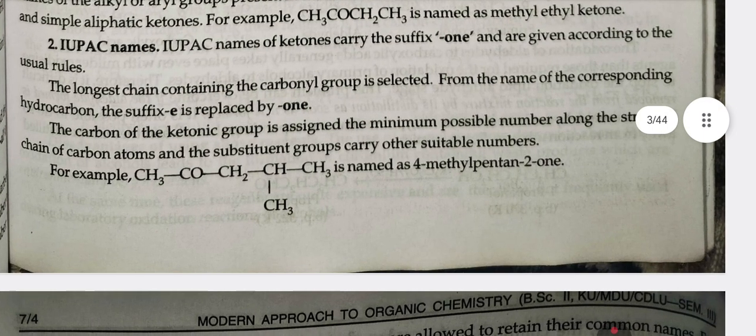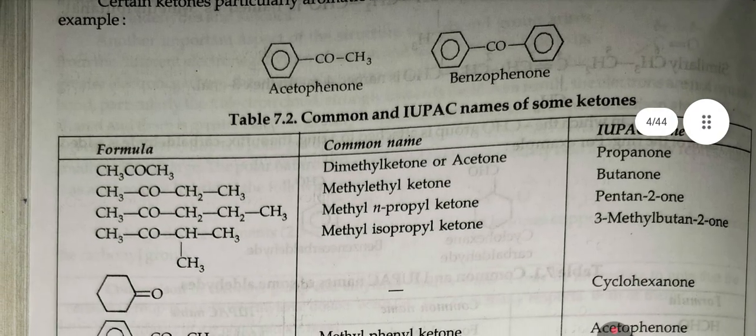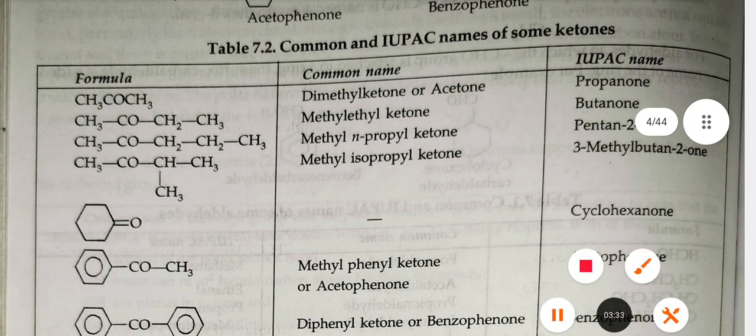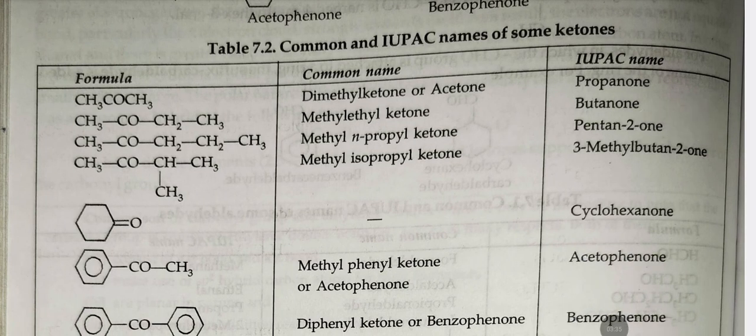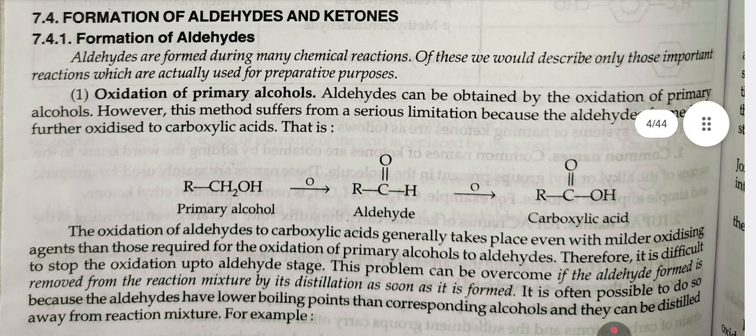The longest chain containing the carbonyl group is selected from the name of the corresponding hydrocarbon. The suffix "e" is replaced by "one". CH3COCH3 is known as acetone and the IUPAC name is propanone. CH3COCH2CH3 is methyl ethyl ketone, butanone. CH3COCH2CH2CH3 is methyl propyl ketone, pentan-2-one.